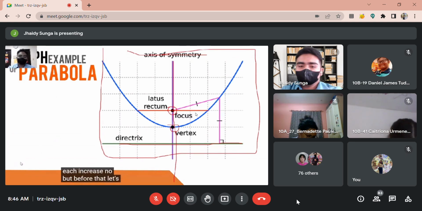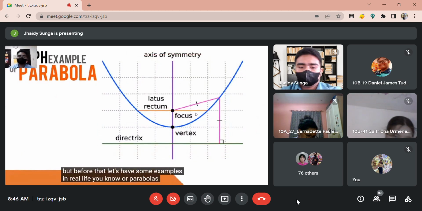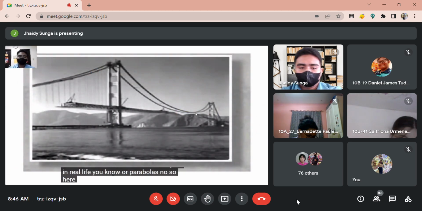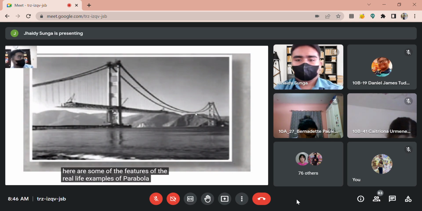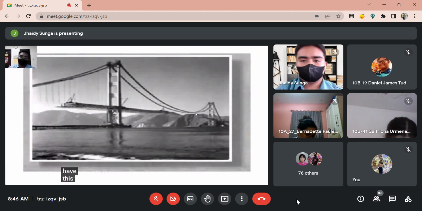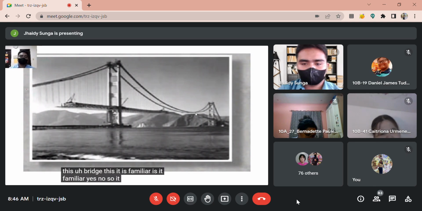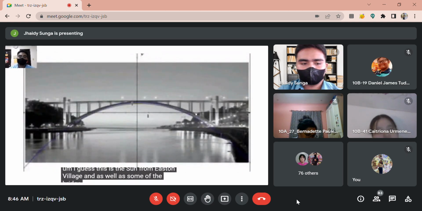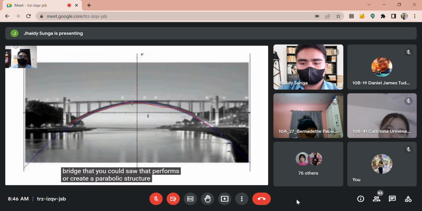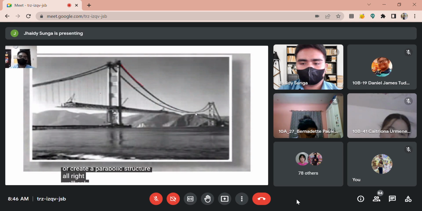But before that, let us have some real life examples of parabolas. So here are some pictures of real life examples of parabola. We have this bridge. Is it familiar? It is a famous bridge. I guess this is the San Francisco bridge, as well as some of the bridges that you could have seen that create a parabolic structure. All right. So as well as for this.